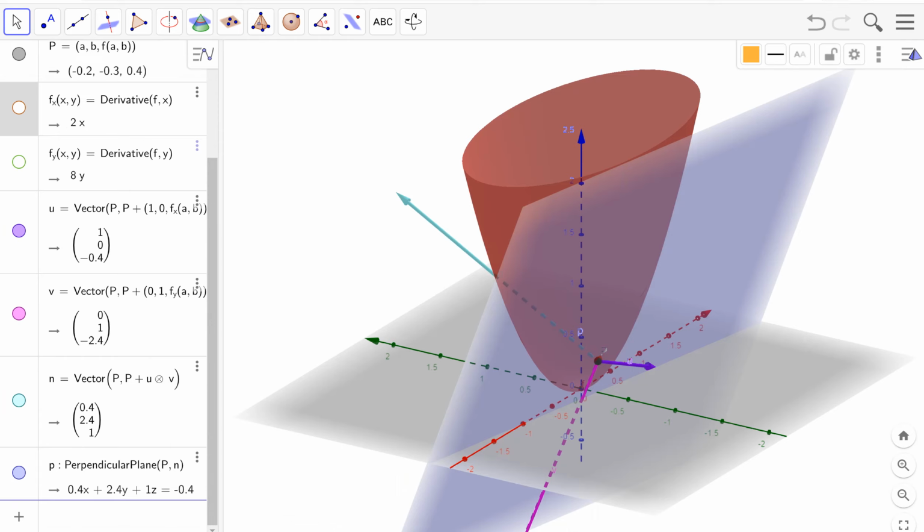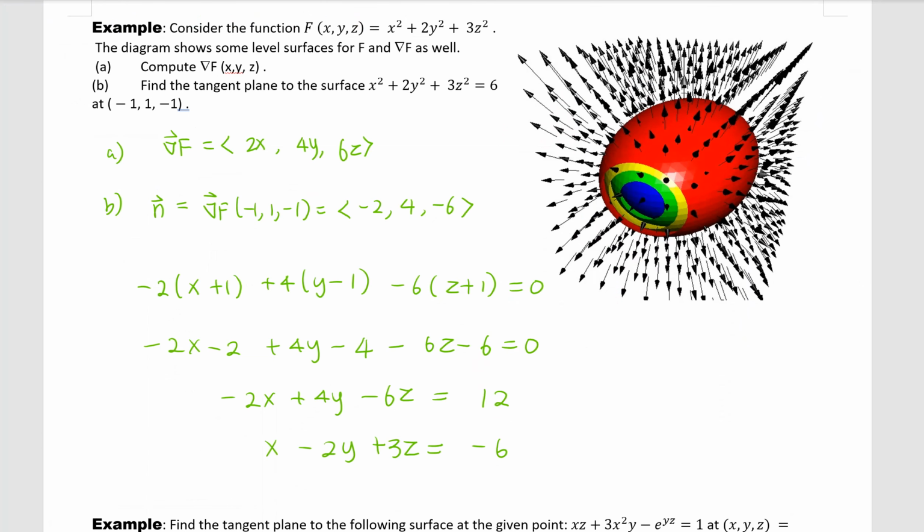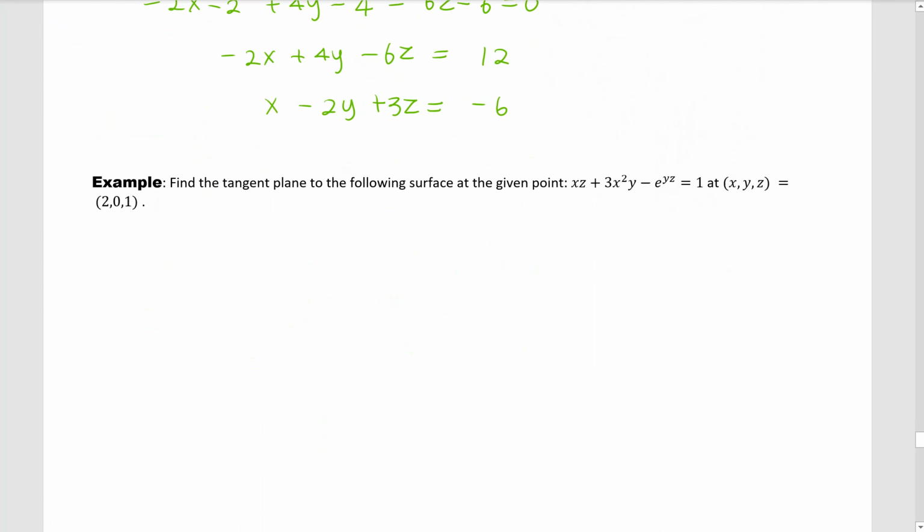If you have time, please come to my office hours. I'm very happy to show you how to find the tangent plane for a surface like this in general. All right, let's continue.